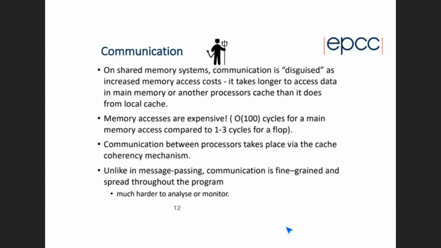Much harder for memory accesses, because they're so fine-grained that instrumenting them is difficult. And also, if you look at a shared memory program and ask where's the communication taking place, well, actually you can't tell. It's very hard to look at a program and say a priori which of those loads and stores is going to result in a cache miss. It's incredibly hard to tell that just by looking at code.